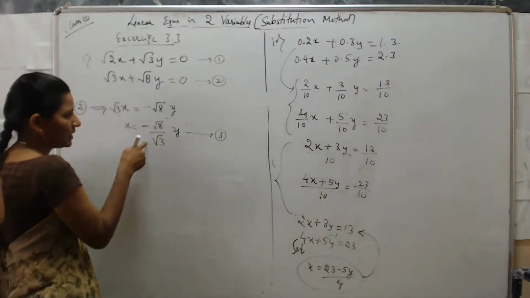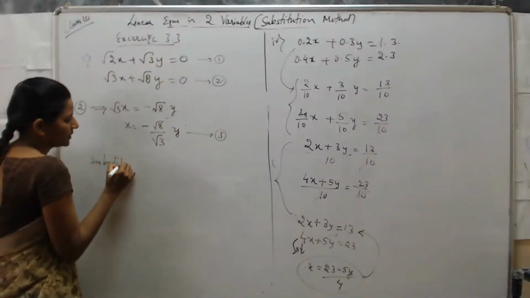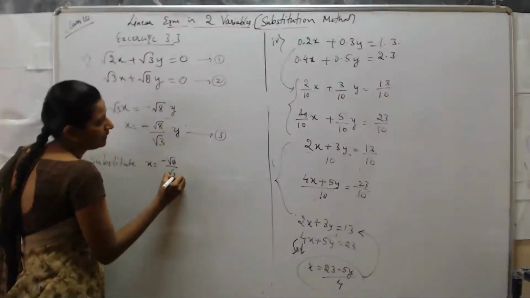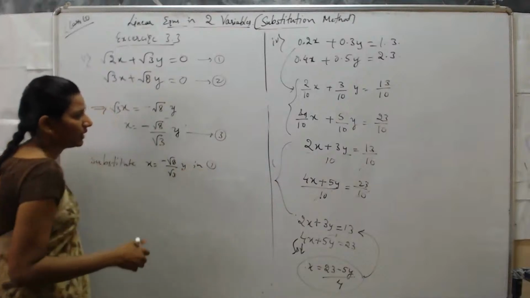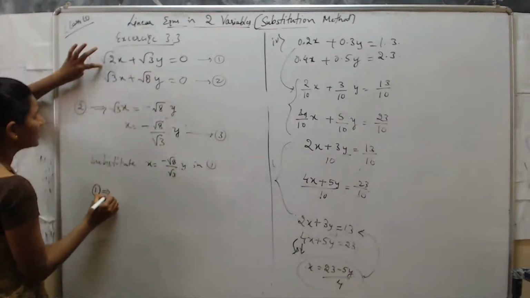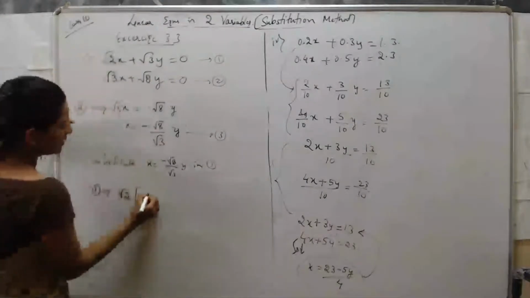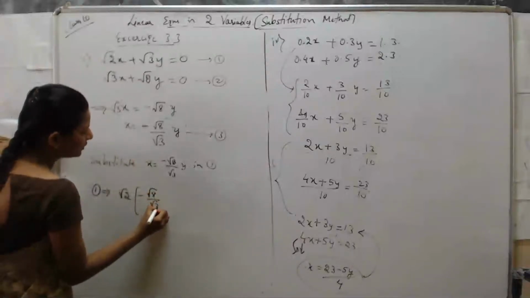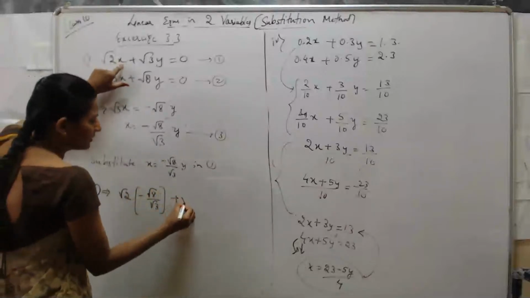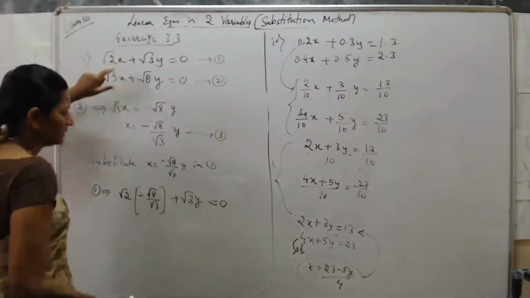Now what you have to do? Substitute equation 3 in equation 1. Substitute x is equal to minus root 8y by root 3 in equation 1. What happens? Equation 1 implies root 2 into x, which is root 8y by root 3, plus root 3y is equal to 0.